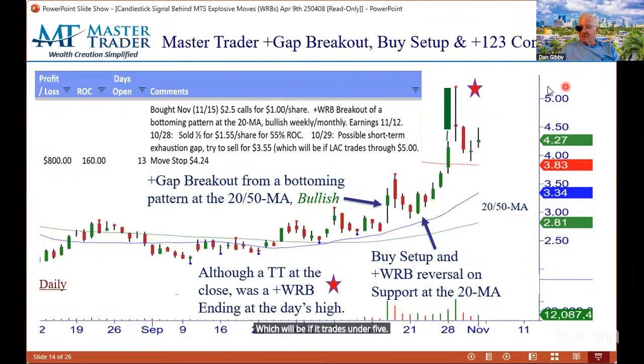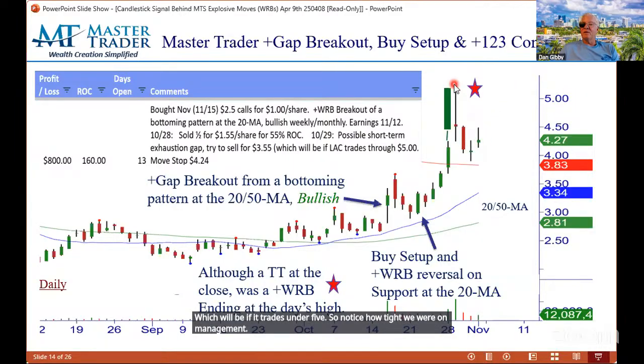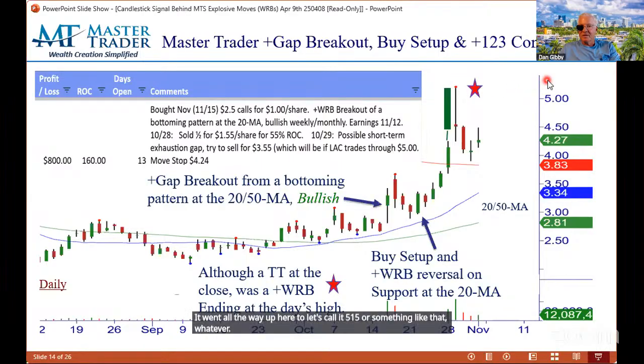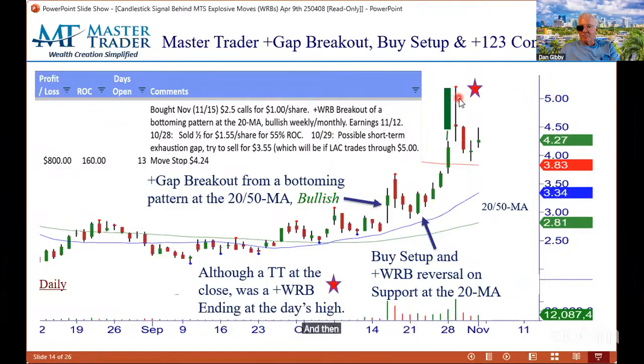So notice how tight we were on management. It went all the way up here to, let's call it 5.15 or something like that, whatever. And then we got out at $5 near the high of that wide range bar that Greg just drew.